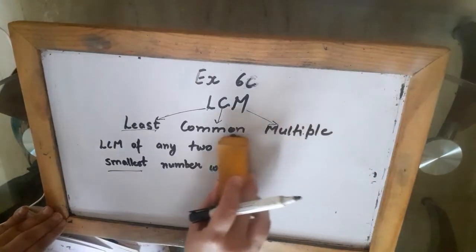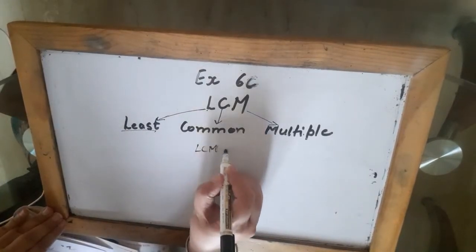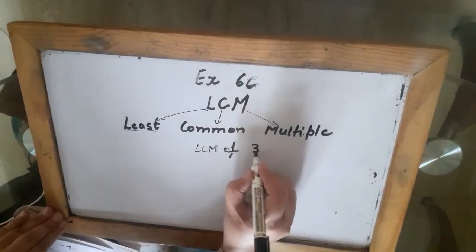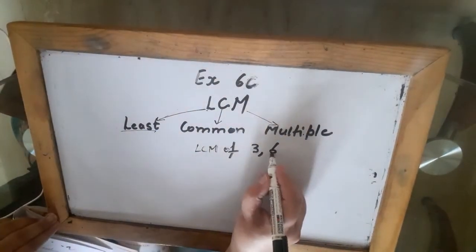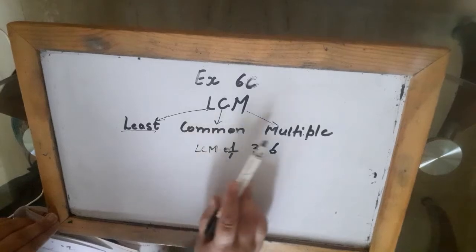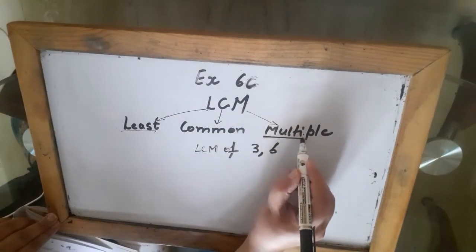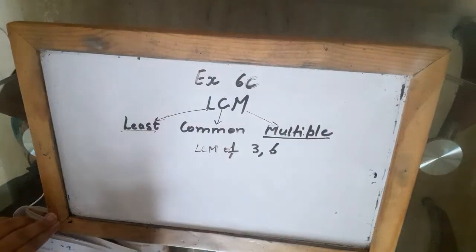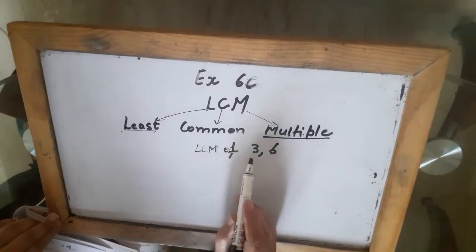Suppose I want to know the LCM of 3 and 6. Now I will explain you by taking all these words individually. Now first of all, multiples. In the previous chapter I told you what are multiples. Multiples are obtained by multiplying the given number with other numbers.